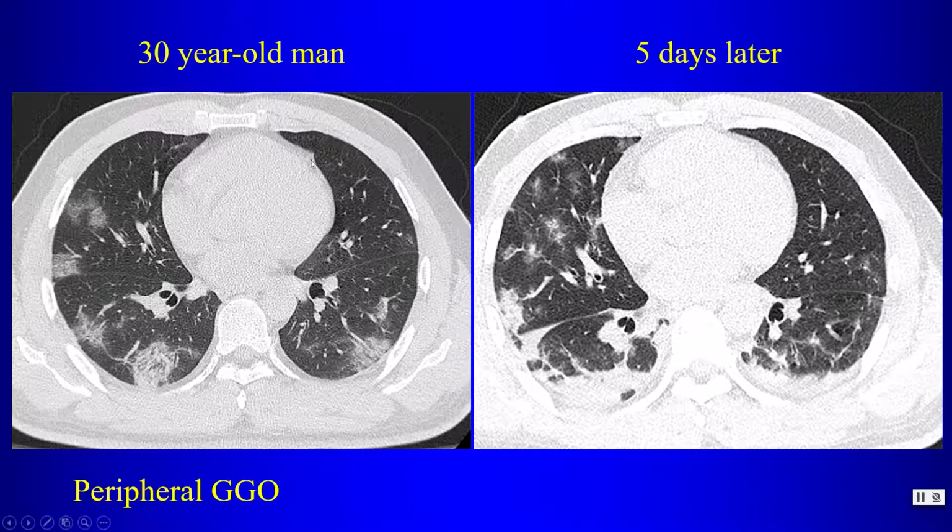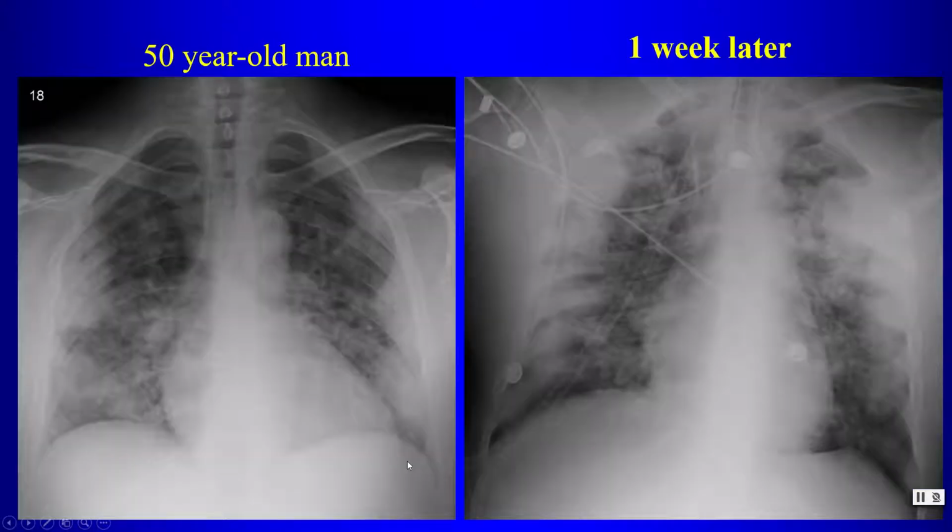Here's another example. This was a 30-year-old man with COVID, and we can see these patchy peripheral opacities, and we can see the progression 5 days later as they become more confluent. Then we can also see worsening on chest radiograph. Here's a 50-year-old man who has these peripheral consolidations, and you can see how this progresses a week later to the point where the patient requires intubation.